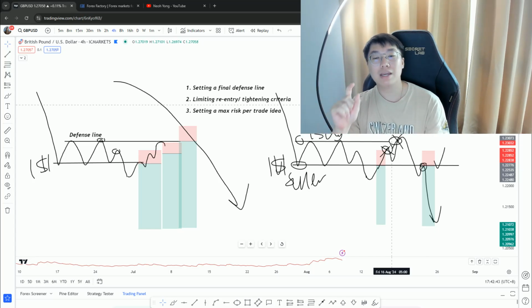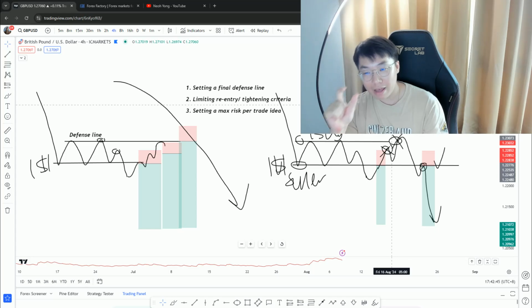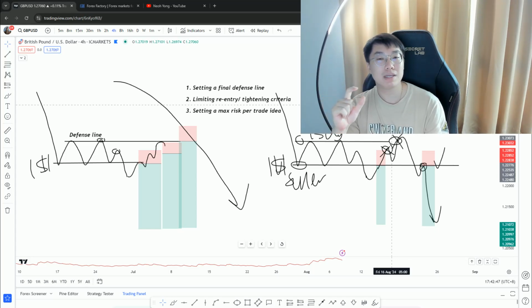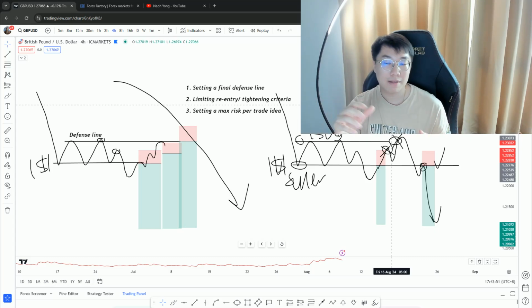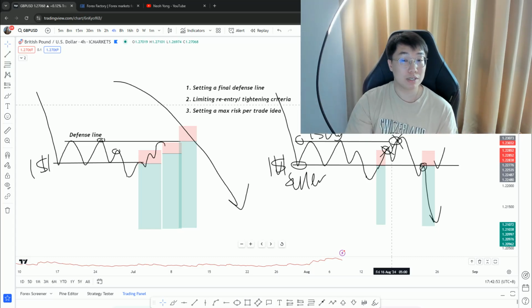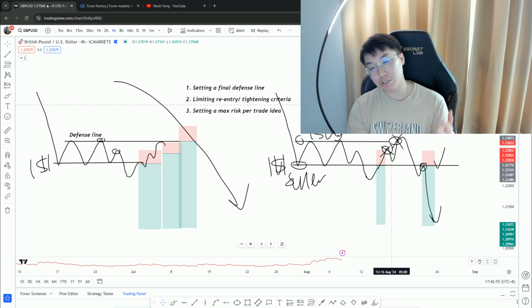But the key thing is, are you really having a plan, or are you being stubborn? Are you being egoistic or biased? Alright, you need to know how to differentiate that. So that's pretty much it for this lesson on how to make sure you don't overtrade, how to use 3 simple criteria to make sure you control the number of re-entries, setting a defense line.